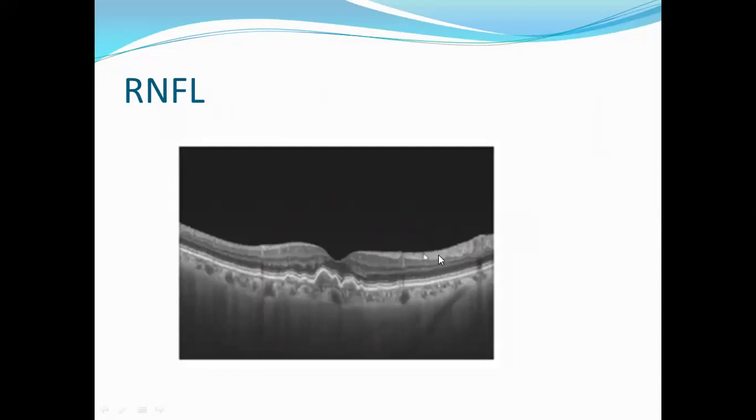This nerve fiber layer is thicker on one side and thinner on the other side. Normally the nerve fiber layer is thicker on the nasal side. This is normal, we all know. So just by seeing the OCT, we can tell that yes, here the nerve fiber layer is thick. This is the nasal side of the OCT and this is the temporal side.